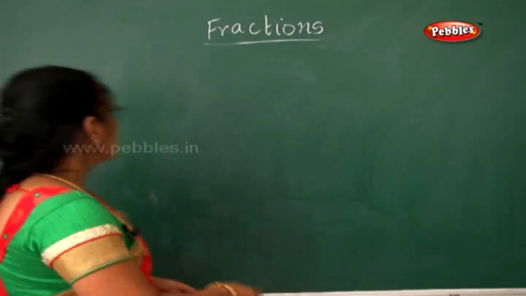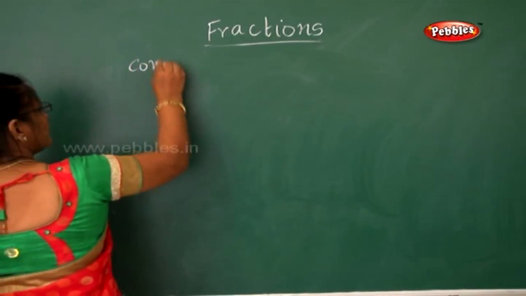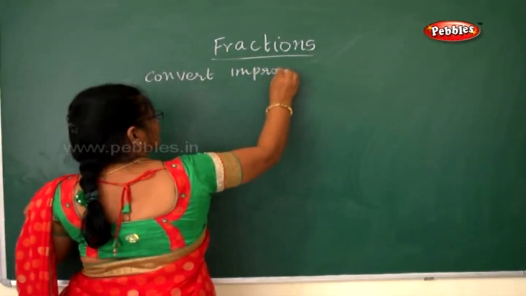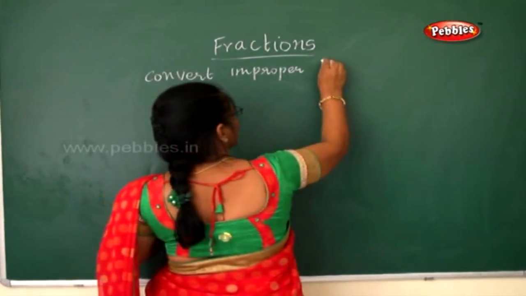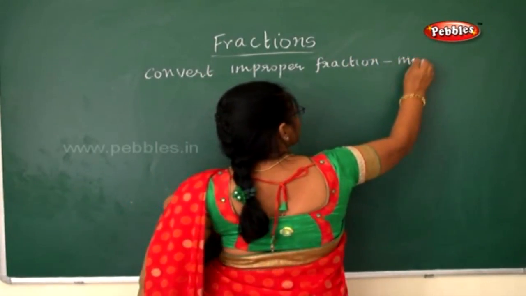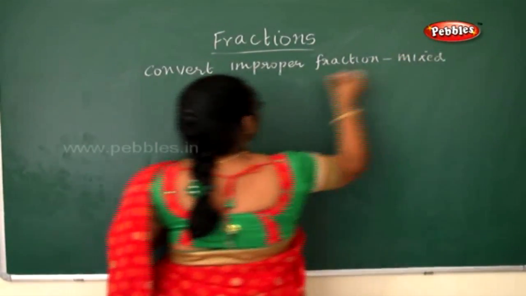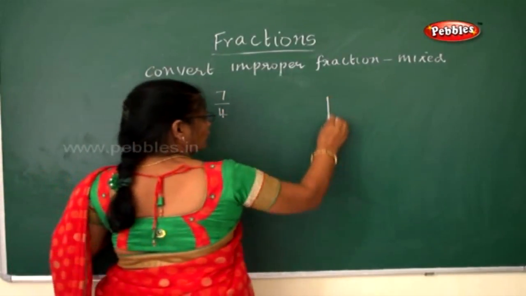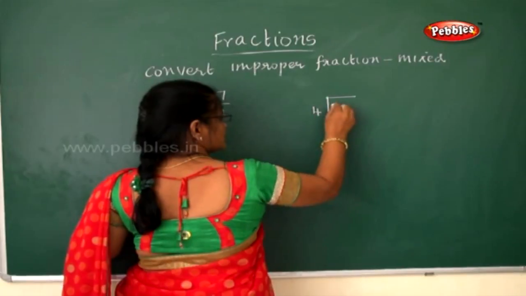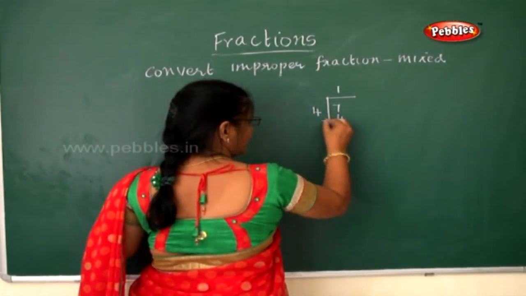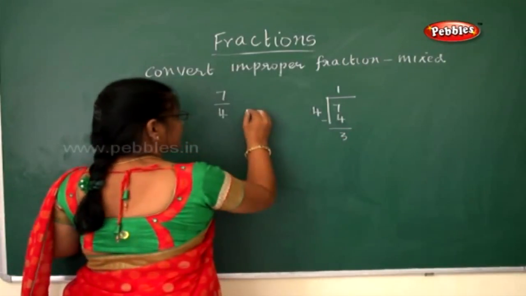Next one is convert the improper fraction into mixed fraction. See, 7 by 4. Now how will you do 7 by 4? What you have to do is divide 7 by 4. 4 ones are 4. Then what is the remaining? 3.